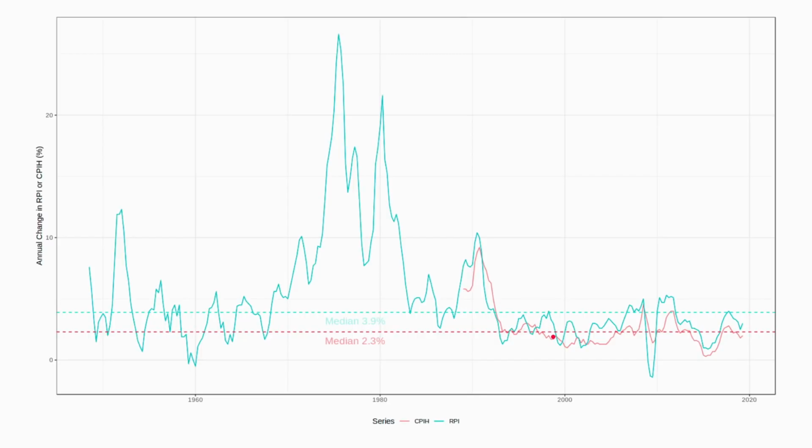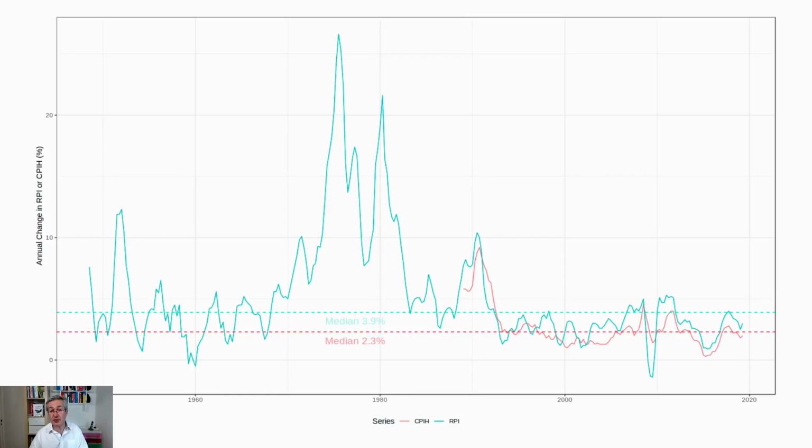Now, the Bank of England's target is to keep inflation at 2%, and the median over the period since 1990 has been around 2.3%, so not far above that target. But if we look further back in time, using the RPI index, which is an older methodology for inflation, you can see that it got hugely out of control, rising for a short period above 25%. So this makes it really clear that central banks are extremely important.